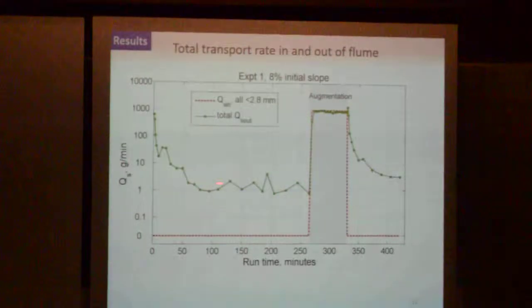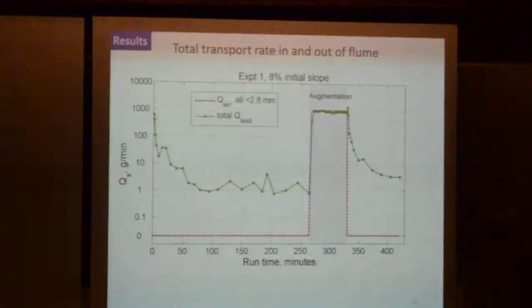A few grams per minute coming out of the flume, and it doesn't drop lower than that. So basically in subsequent runs, I use that level as the cutoff for the initial period of the experiment. But basically we see this gradual decrease in flux coming out as the bed stabilizes.